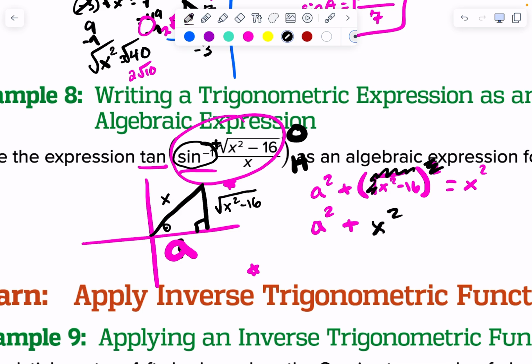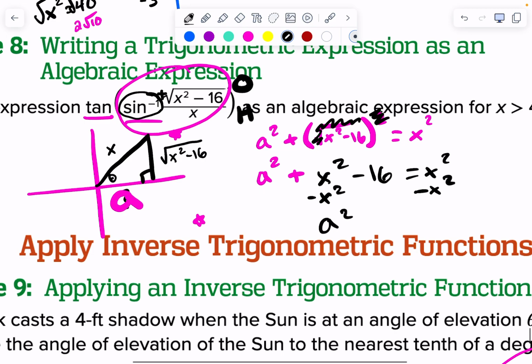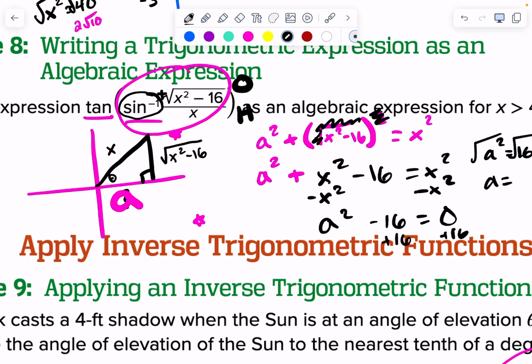So then I just have a squared plus x squared minus 16 equals x squared. Some of you guys have already figured this out. I subtract the x squared, so I have a squared minus 16 equals 0, because the x squared's gone. Add the 16 over. A squared equals 16. And if we take the square root, a equals 4.